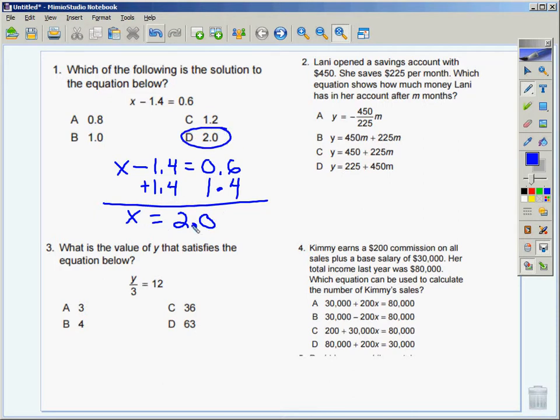On number 2, Lanny opened a savings account with $450. This is where she's starting. She has $450 in her account. She saves $225 each month. So she's adding $225 because it's being saved, and it's each month, so I don't know how many months they're talking about. And they asked how much money they'd have. So y equals 450 plus 225m.